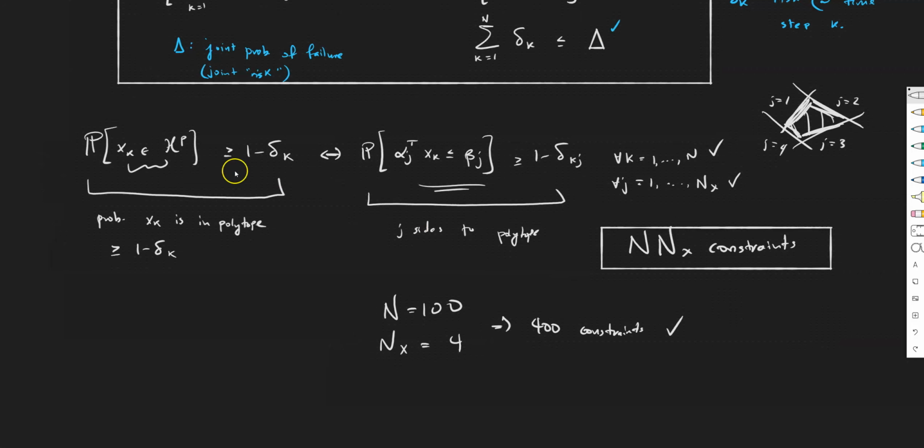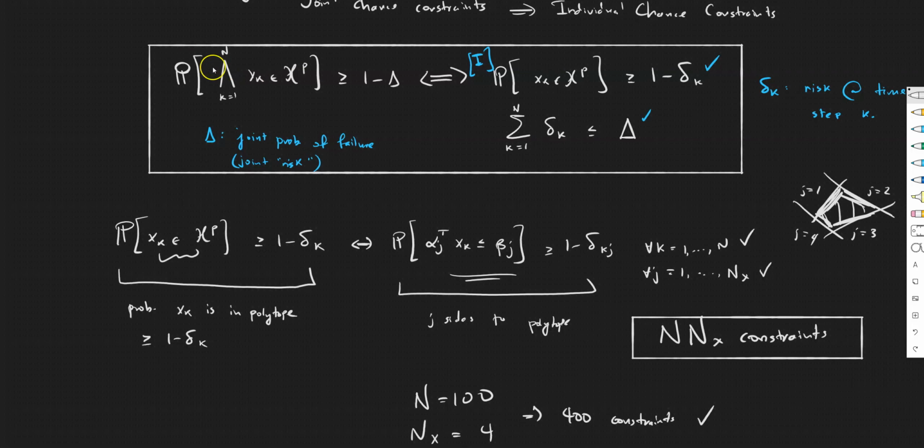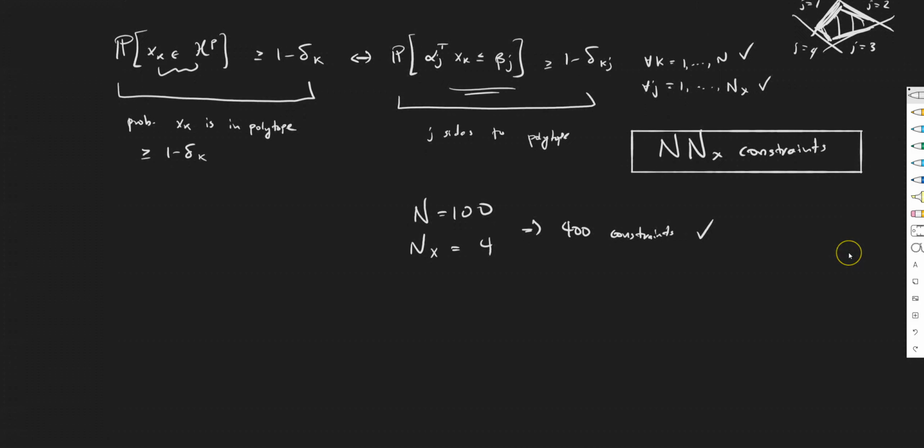But just so you know, this is how we go from joint chance constraints to individual chance constraints, and now we're dealing with the individual chance constraints. So now we have the constraints that the probability that alpha j transpose xk is less than beta j is greater than or equal to 1 minus delta jk.